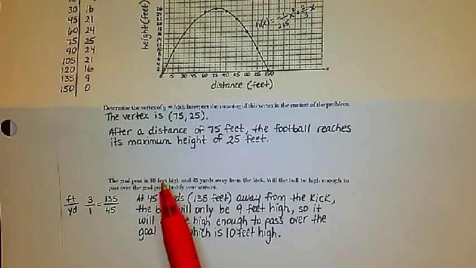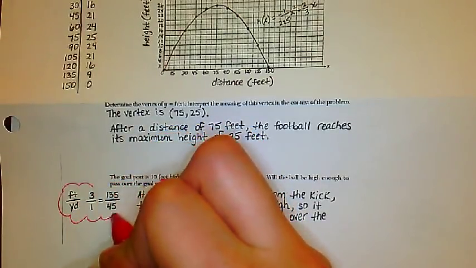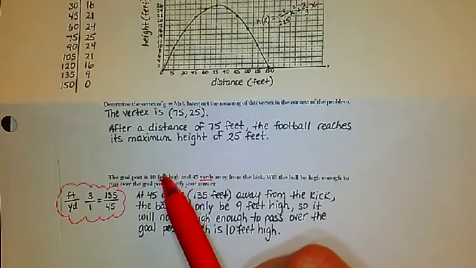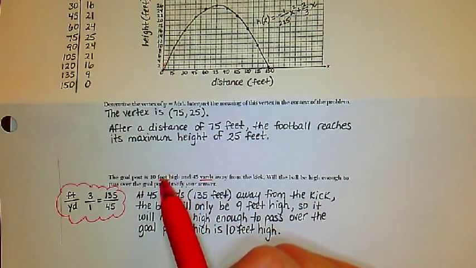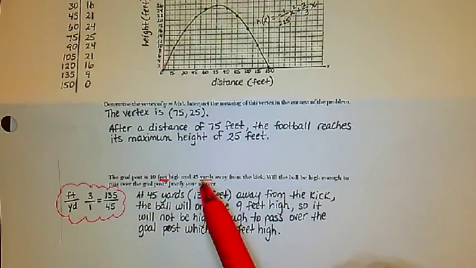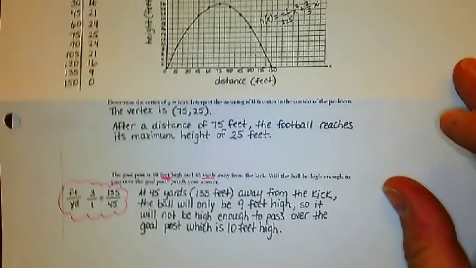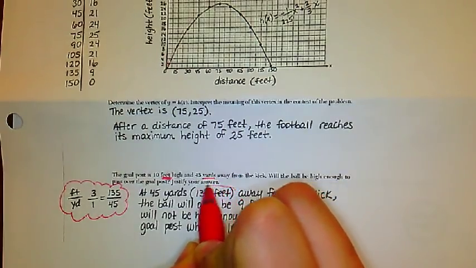Okay, the next thing we're going to do, the goalpost is 10 feet high. Okay, so I see the word feet and then I see the word yards. So don't forget, you do have to do a conversion if they ask. Remember, this is a 6-point question, so you got to work for it. So at 45 yards, will the ball land high enough to pass over the goalpost? Okay. So this is 10 feet high. They want to know that if at 45 yards away, will the ball be high enough to pass over? So what we're going to do is look, so 45 yards is 135 feet.